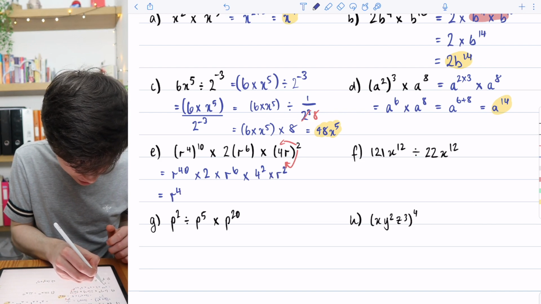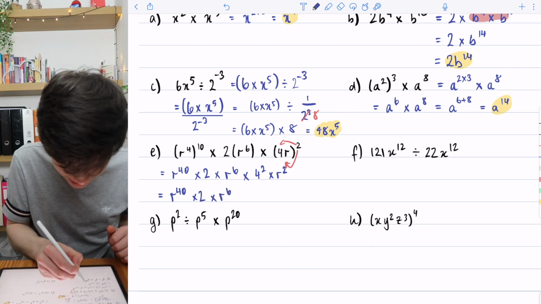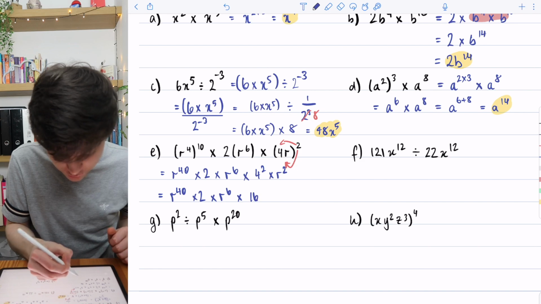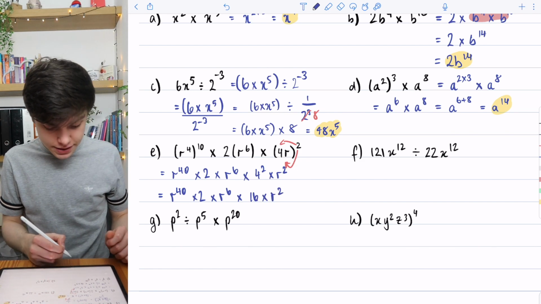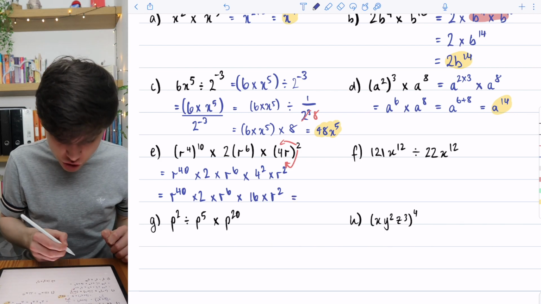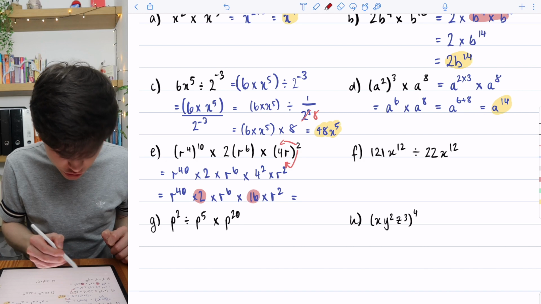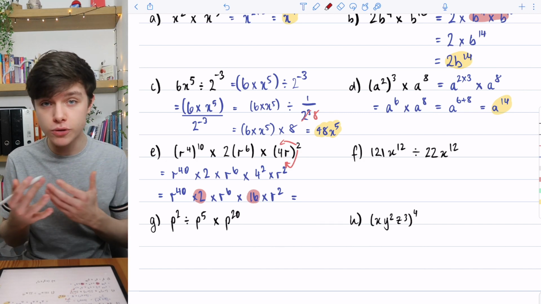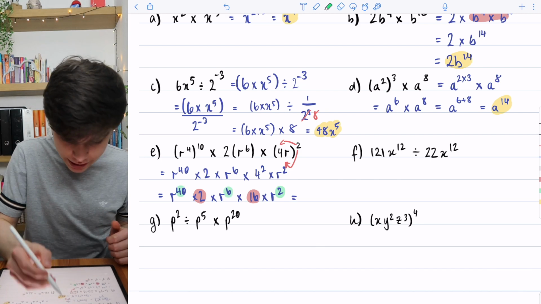Simplify that, I'll have r to the 40 times 2 times r to the 6 times 4 squared, that's 4 times 4 is 16, and then times r squared. And then if I highlight in red the 2 and the 16, I can just multiply those together, and then I can add all of those green powers.